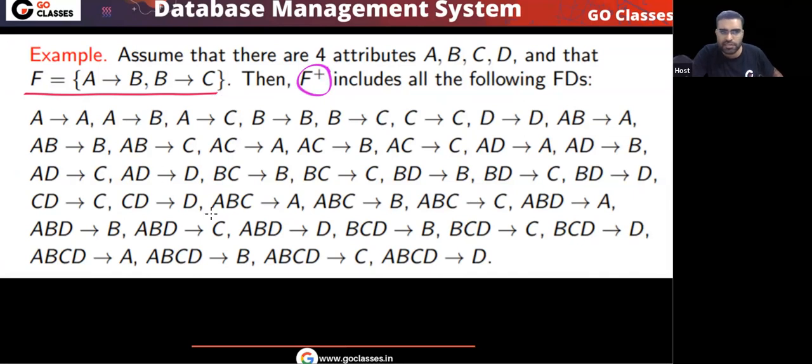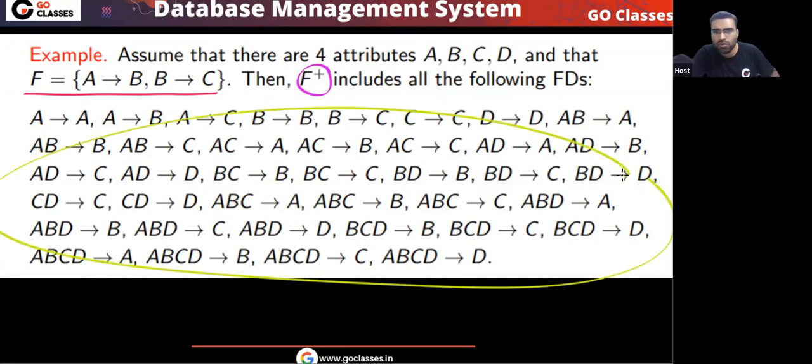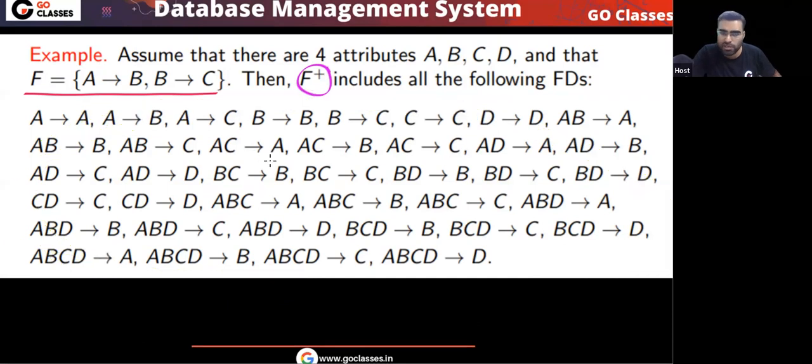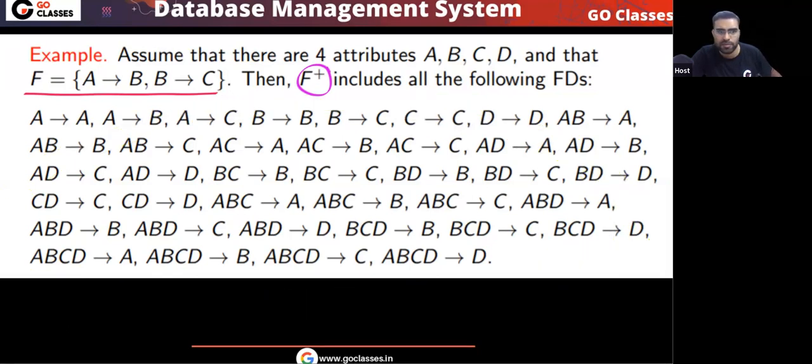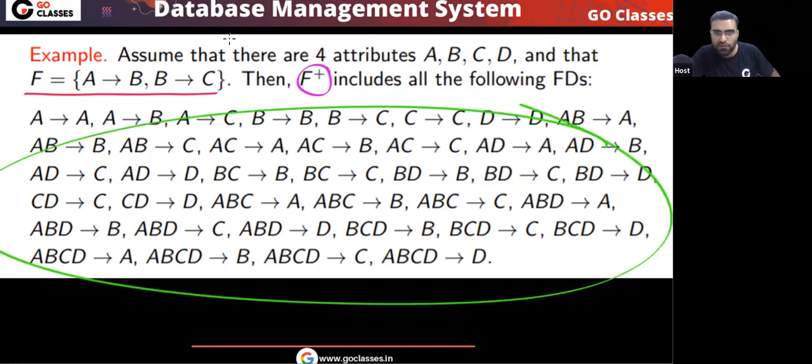Don't worry, in the GATE exam, they will not ask you how many FDs you can derive, but you can calculate. I will tell you how to calculate. But you can see that if this set of FDs is given to you, from this you can infer these. All these you can infer. Is this clear? So from this set of FDs, you can infer all these FDs. So this is your F plus, means this is your closure of F. Now let's see how to find out. Now you might be thinking, how can we find out this?